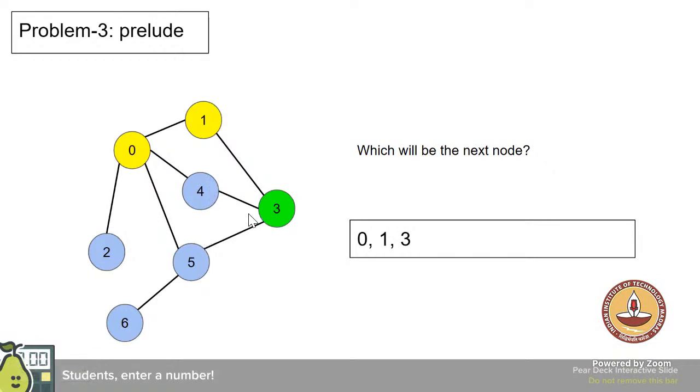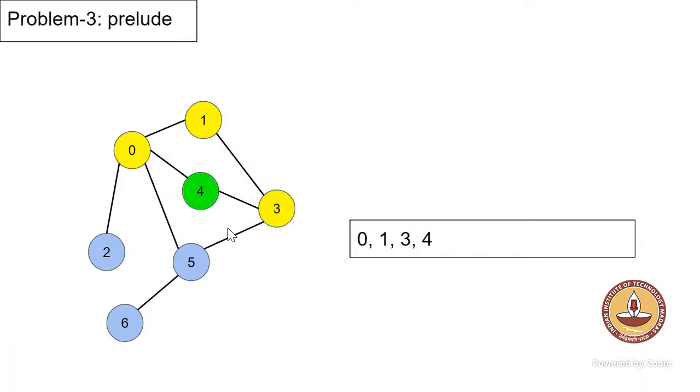3 is connected to both 4 and 5, but which is the smallest node? 4 is the smallest node. So what will be the next point? That is 4. Now 4 is connected to 0 and 3, and both are visited.